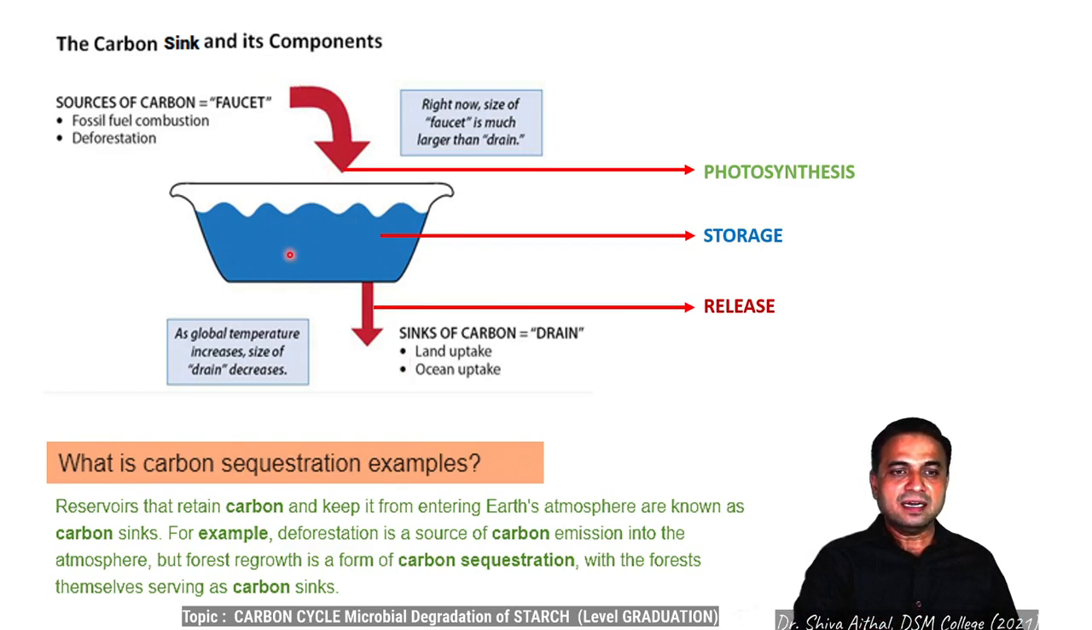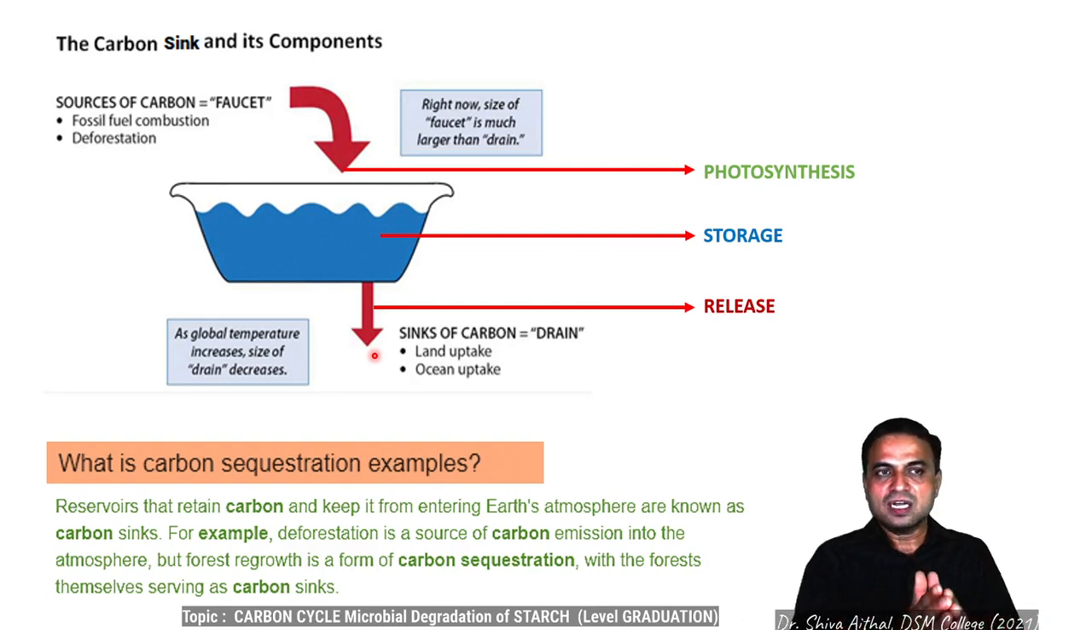And what is the sink? The sink is uptake, that is, the release of the carbon dioxide, which will then be fixed by the plants. It is in a cyclic fashion. So if input is equal to output, then the carbon sequestration is proper. What is carbon sequestration? I will come to that. This has to do with the carbon cycle.